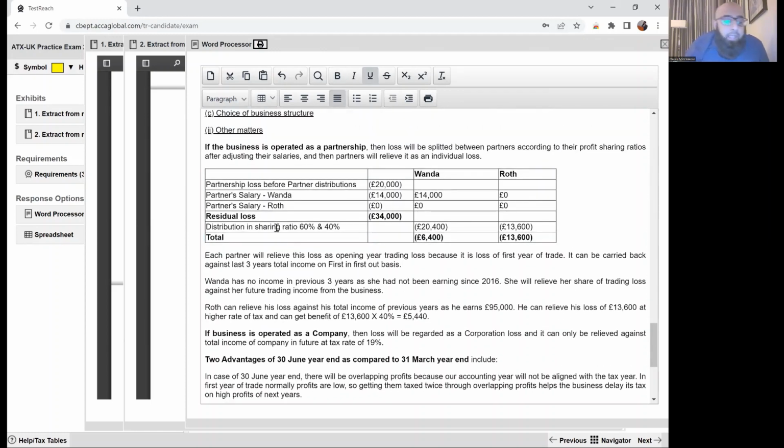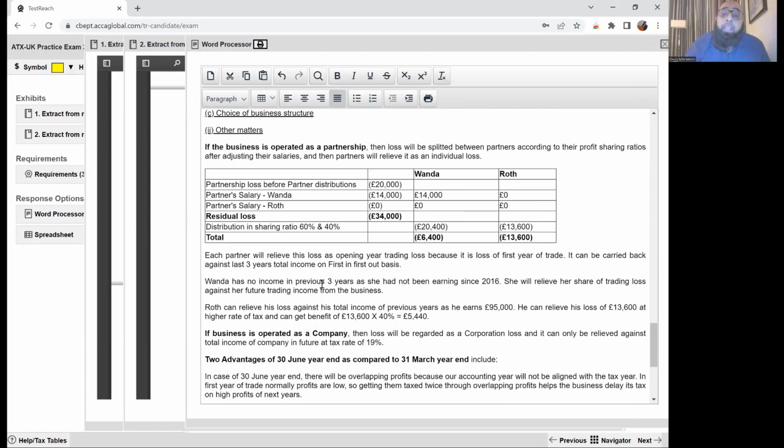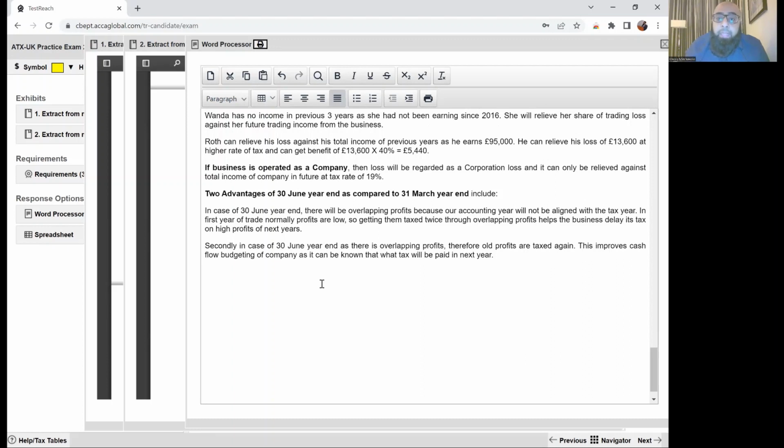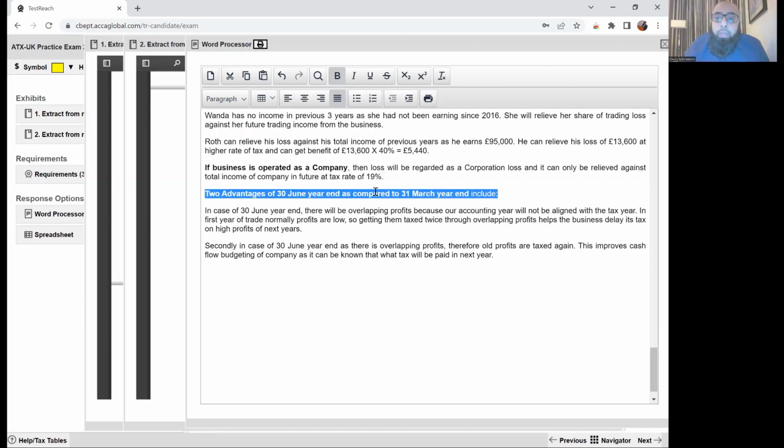He asked us about the loss in the first year of business. He said that if we operate as a partnership, it will become an opening year loss. If it operates as a company, the loss will only be relieved against future income. Then two advantages of 30th June year end as compared to 31st March year end.